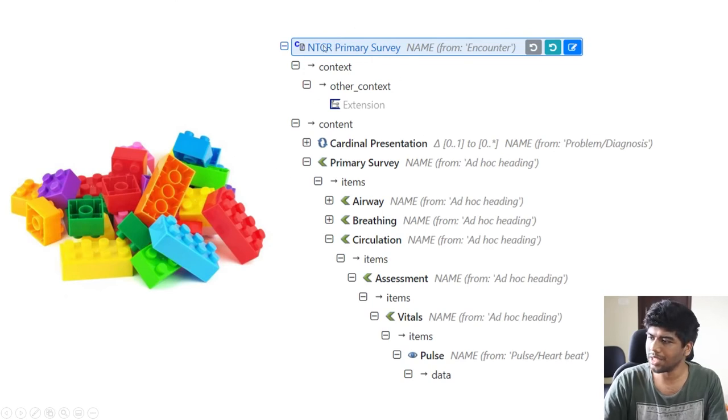So you can see that it's extremely hierarchical. This is the emergency medicine survey, and we have primary survey, and under that we have airway, breathing, circulation, and then under circulation we have other categories as well. So this sort of complex data with hierarchy, we can easily capture using openEHR, right?